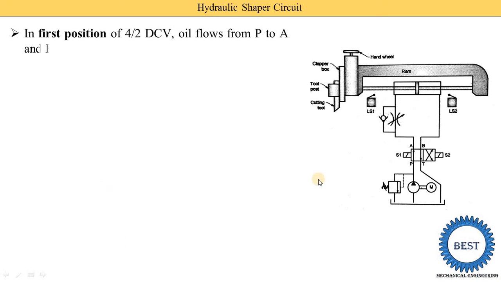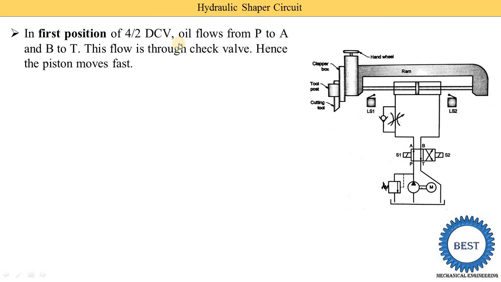This diagram is given for the first position. In the first position, oil flows from P to A and B to T. Here you see that the P port is connected with the A port and the B port is connected with the T port. It means oil coming from the pump is supplied to the P port. From the P port it comes to the A port, and the oil comes here.